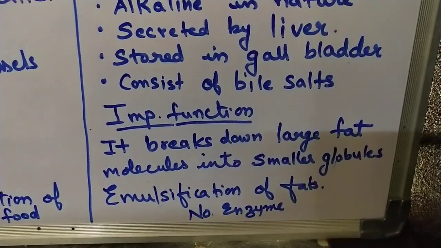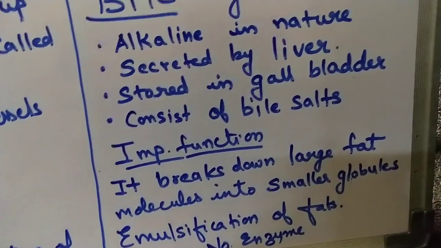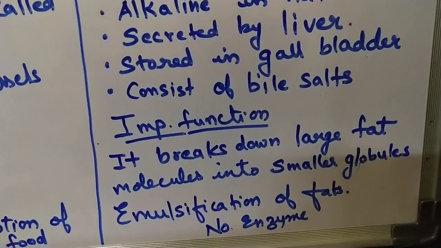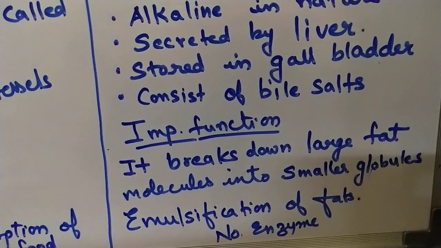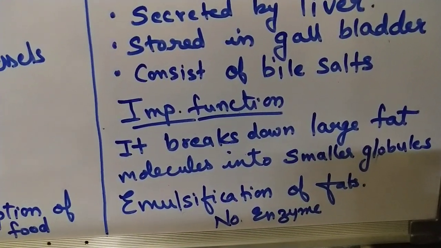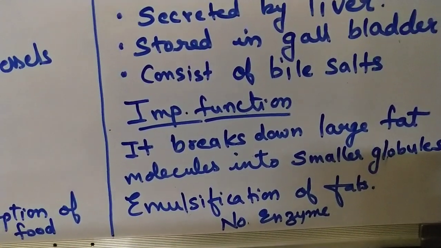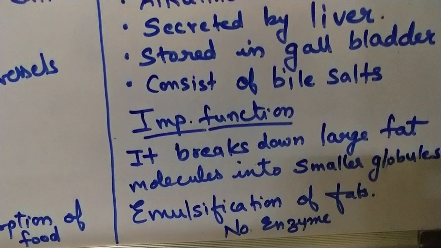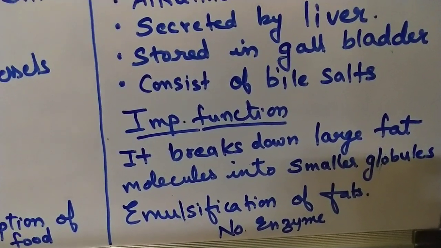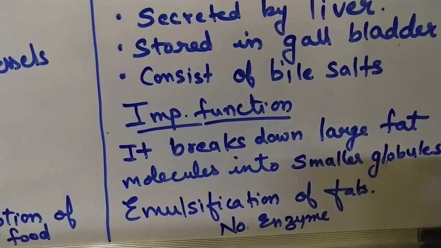Why? It breaks down large fat molecules into smaller globules, into smaller parts, and that process is called emulsification of fats. If you are asked what is emulsification of fats, you should say: breakdown of large fat molecules into smaller globules by bile is known as emulsification of fats.